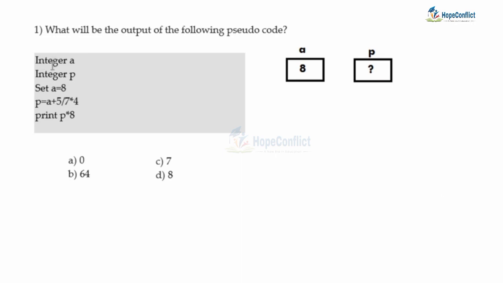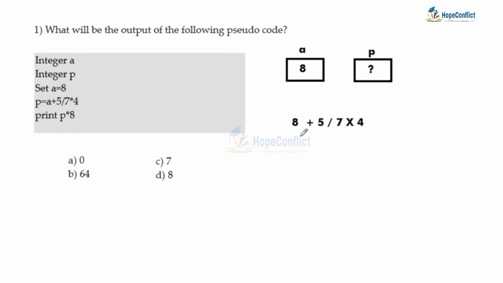So in the first line we have integer a. That's why I have created this memory block for a, and the value of a is 8, because in the third line there is a statement set a equals to 8. Because of this statement a will have a value 8, and also there is a variable p. So I have created a p block and there is a question mark inside this because we do not know the value of p.